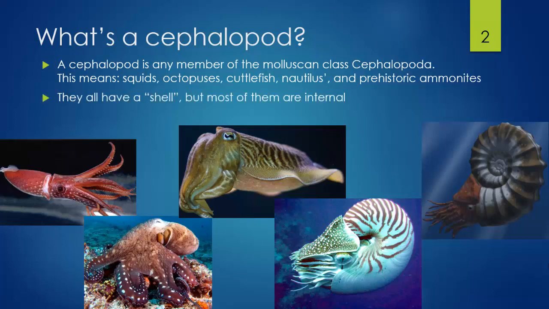All of these have a shell, but most of them are internal. You'll notice two of them have external shells. That'd be the ammonite and the nautilus, and that's why you can pretty quickly tell that those are the most closely related in terms of the evolutionary ordering.